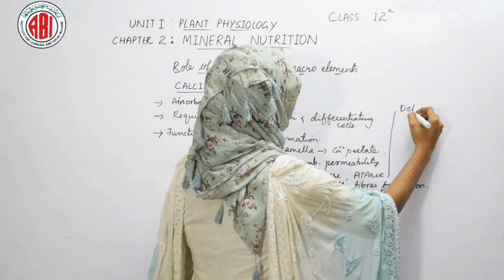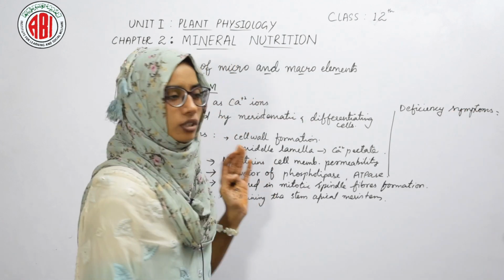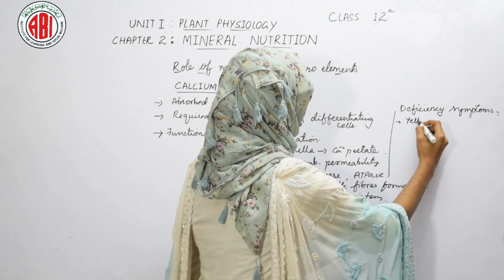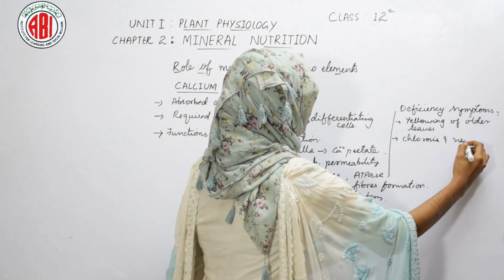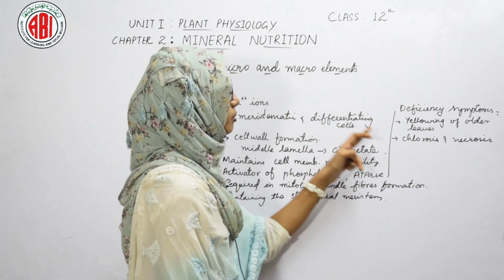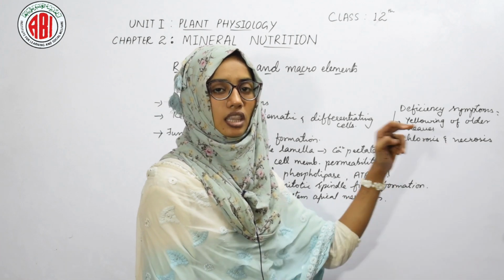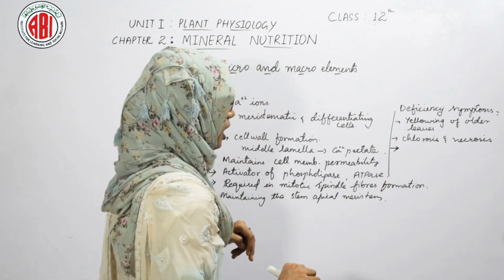Let us talk about the deficiency symptoms of calcium. Due to the deficiency of calcium, we can see yellowing of older leaves, chlorosis, and necrosis. That means the yellowing of older leaves can be seen, and necrosis, the death of tissue, can take place due to the absence of calcium ions.